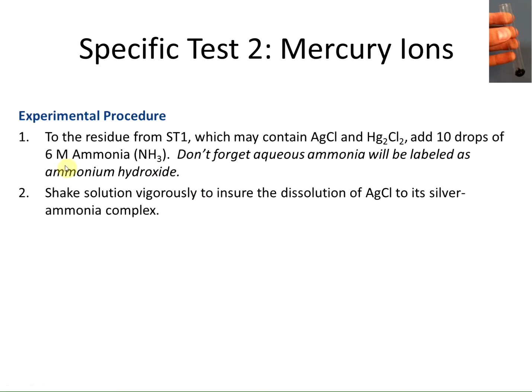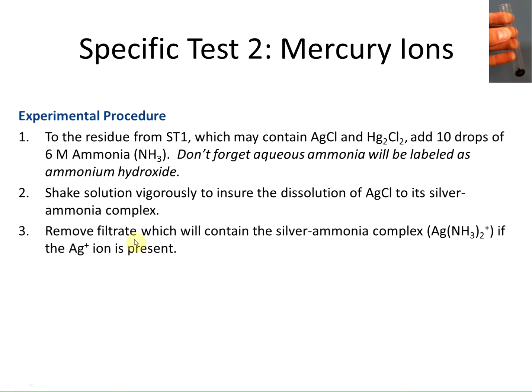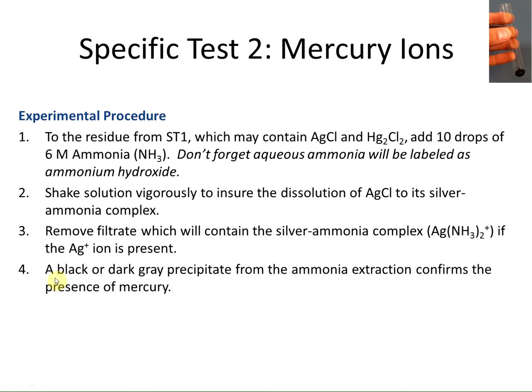After you've added the 10 drops of the 6 molar ammonium hydroxide, shake the solution vigorously to ensure the dissolution, or to make sure that the silver chloride dissolves to form the silver ammonia complex. Then remove the filtrate, which is a liquid, because this will contain the silver ammonia complex if the silver ion is present. And then you look to see if a black or gray precipitate from the ammonium extraction is present, because if it is, this confirms the presence of mercury.